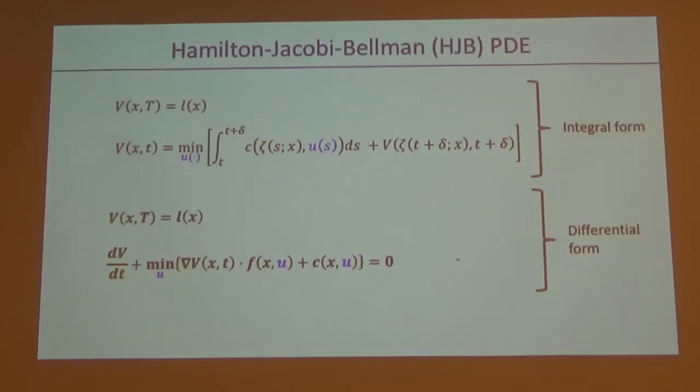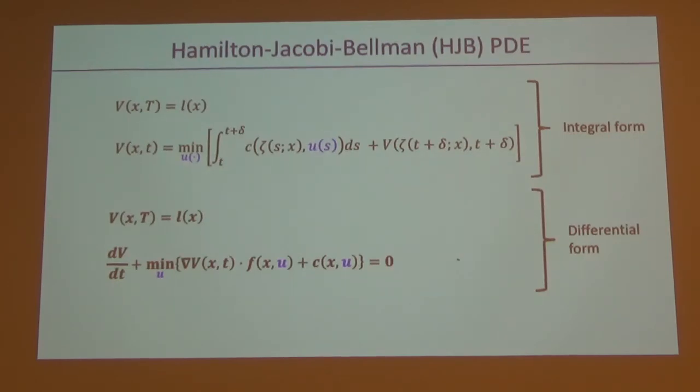There are two equivalent forms of the Hamilton-Jacobi equation. The first one is called the integral form. If you just rewrite this equation, then you can also get the differential form of the Hamilton-Jacobi equation, which we will primarily deal with in this tutorial.